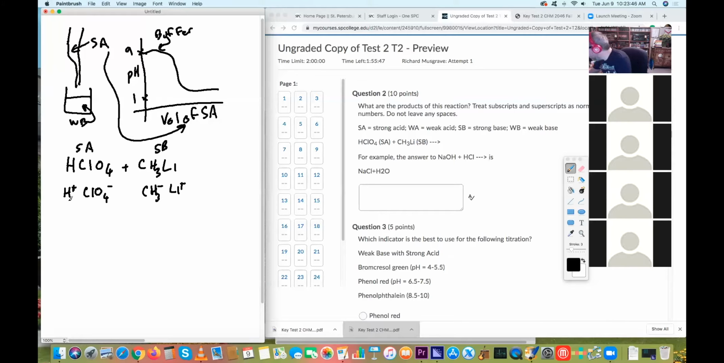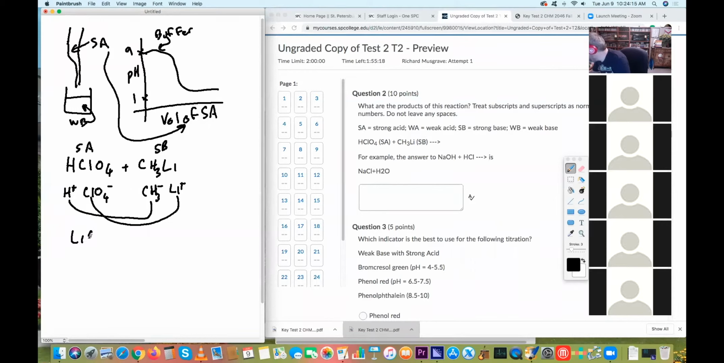So the H plus will join to the CH3 minus, and the Li plus will join to the ClO4 minus. So it's always the positive and the negative joining together, even though you might be more used to this insides, outsides business. It all depends on how the compound is being expressed initially. Does anybody have any questions so far? So that would be LiClO4 and CH4. And that would be the answer that you would end up putting in that box.